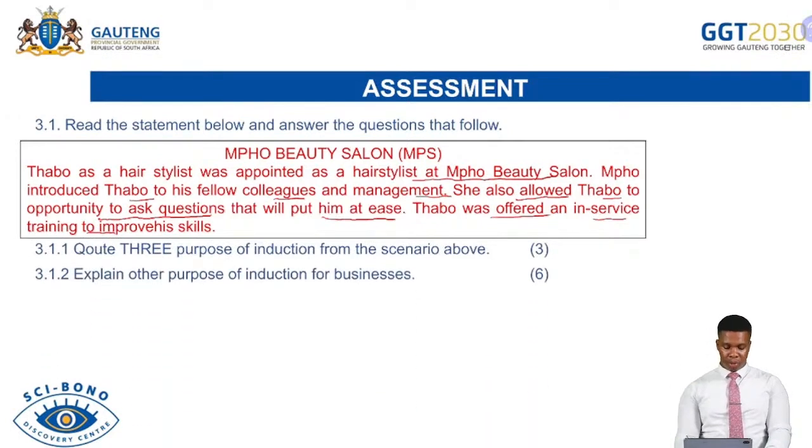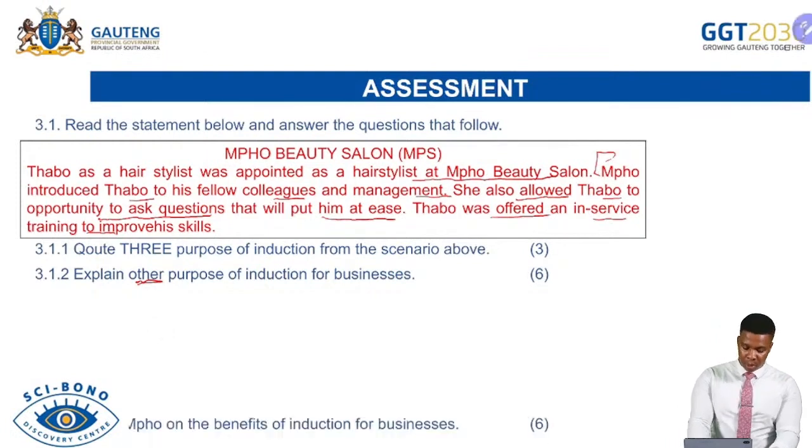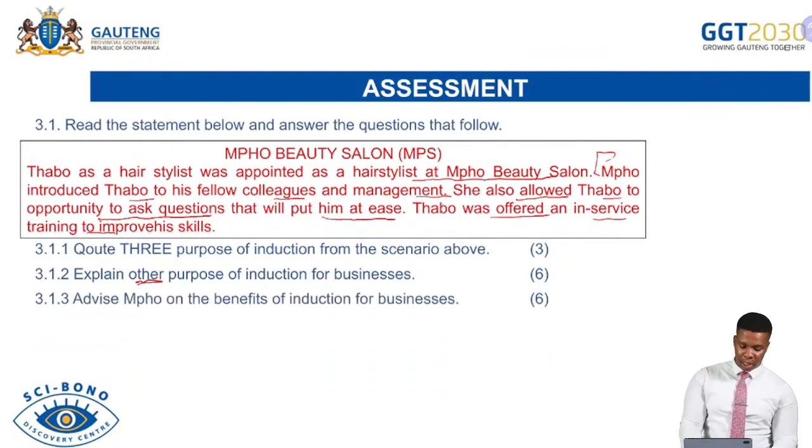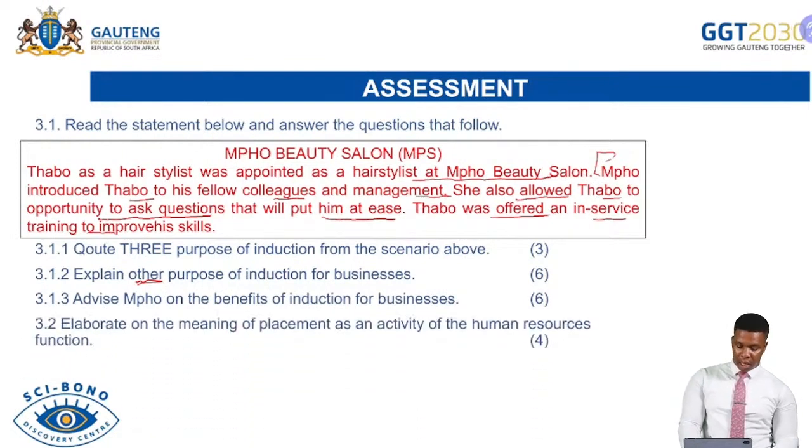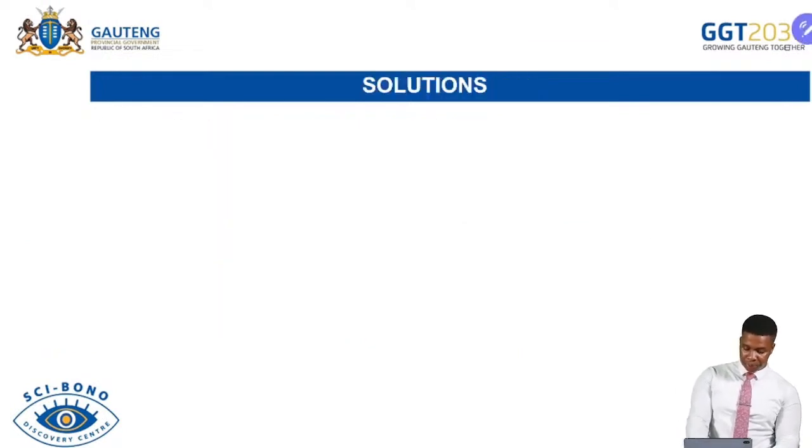And then 3.1.2, explain other purposes of induction. This should be key to you. When they say other, it means you exclude everything that would be quoted from the scenario. So explain other purposes of induction for businesses. Furthermore, 3.1.3, advise Mpho on the benefits of induction for businesses. And then 3.2, elaborate on the meaning of placement as a recruitment activity of the human resource function.